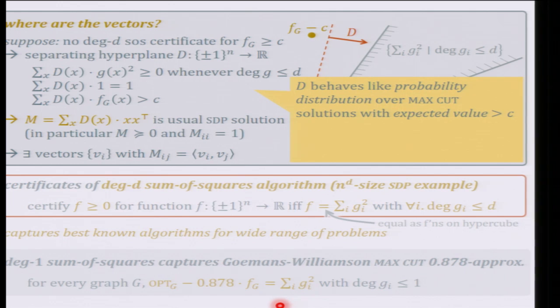I was showing you this because there was this intermediate object D, which was just a separating hyperplane. But actually, this intermediate object D is interesting in its own right. One way to think about D is that it satisfies properties that would be satisfied by a probability distribution over max cut solutions, such that the expected value under this probability distribution is bigger than C. You would assign a probability to every point x, and you can think of d of x as this kind of a probability. Then this here would just say that the expected value under the distribution of g squared is non-negative, which is true because g squared is a non-negative function. The expected value of 1 is 1, and the expected value of your objective function should be bigger than C. And then this object here would be the second moment matrix under the probability distribution.